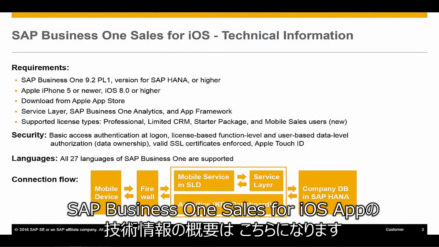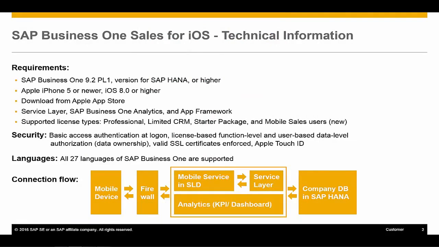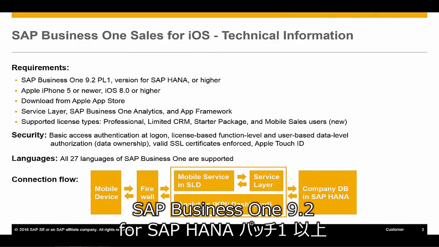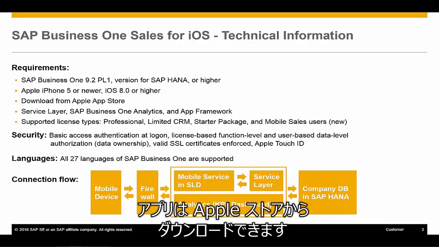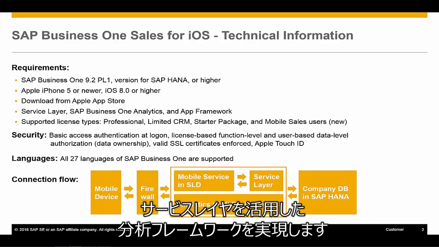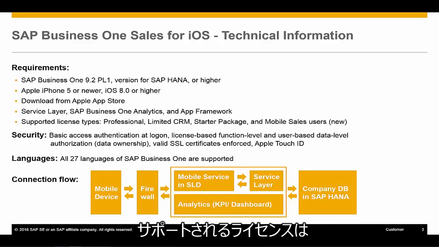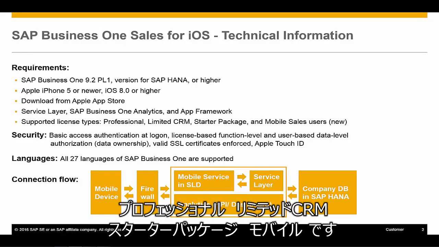For a brief overview of technical information and requirements, to use the SAP Business One Sales for iOS app, you need to run SAP Business One 9.2, patch level 1, version for SAP HANA or higher. You also need an Apple iPhone 5 or newer and iOS 8.0 or higher. You can simply download the app, which is available from the Apple App Store. It utilizes the service layer, SAP Business One Analytics and the app framework. And it supports the following license types, which include Professional, Limited CRM, Starter Package, and a new mobile user specifically tailored for this app only.